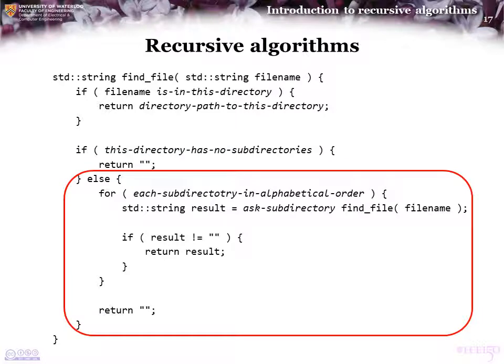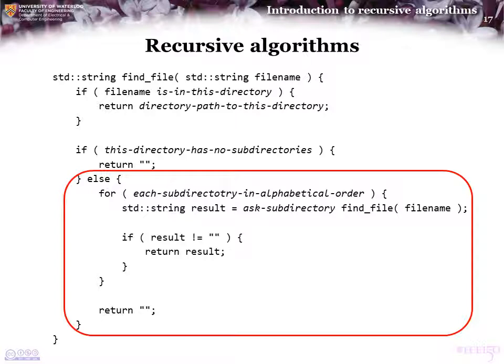If, however, this directory does have subdirectories, then for each subdirectory in alphabetical order, we will ask that subdirectory to attempt to find the file, and we will recursively pass on the file name, and we will get that result, and it is stored in a local variable called result.